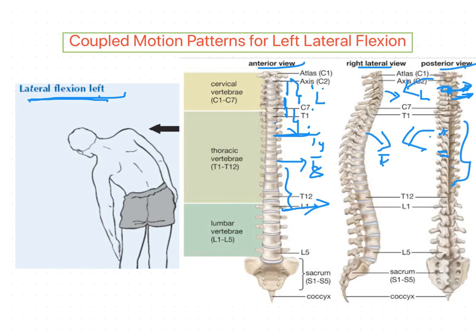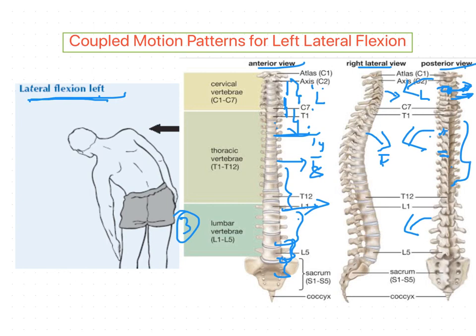Next, the third spinal segment I have considered. One is upper lumbar, L1 to L4, and lower lumbar, only L4 to L5. And the next one is the lumbosacral. So in this lumbar region I have considered upper lumbar, lower lumbar, and lumbosacral. So what is the spinal motion? Again left lateral flexion.